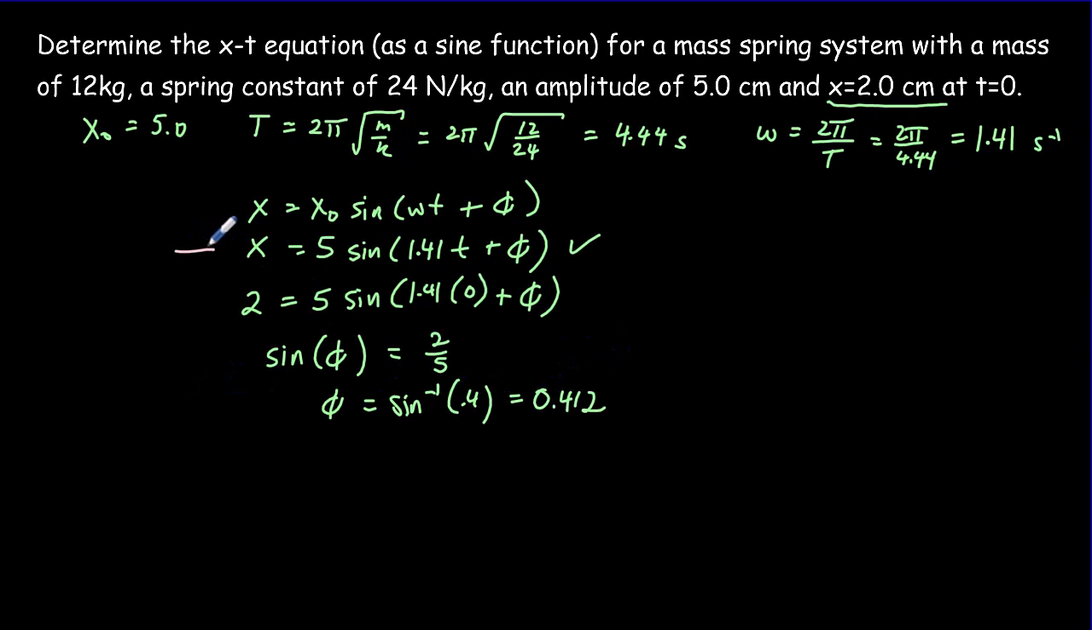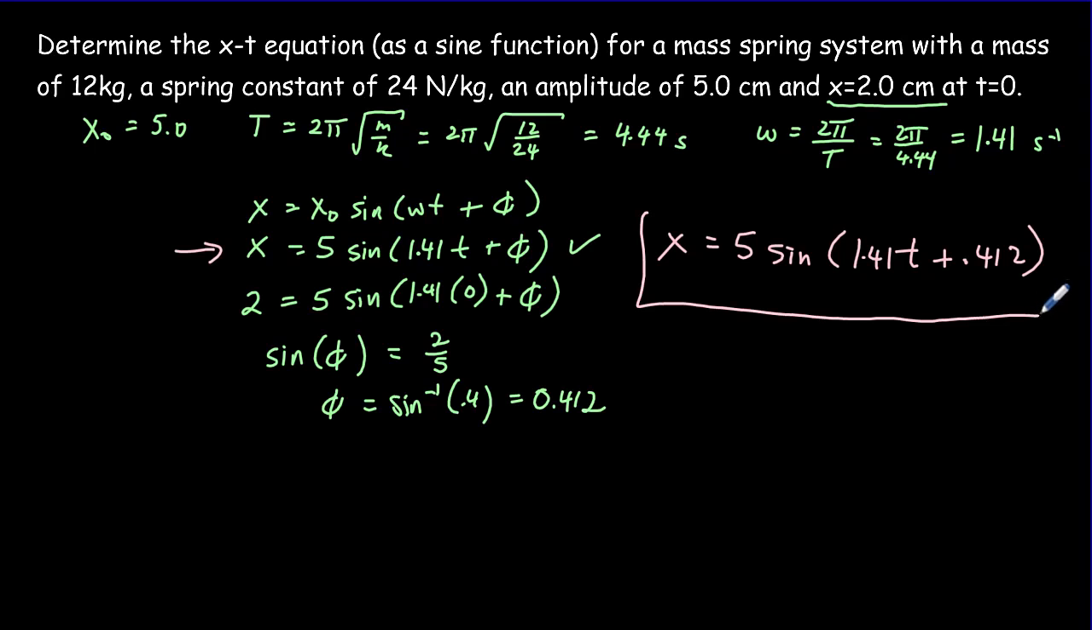So we can come to this equation and write that our equation for the simple harmonic motion of our mass spring system will be 5 times the sine of 1.41 t plus phi, which is 0.412. So there is our equation.